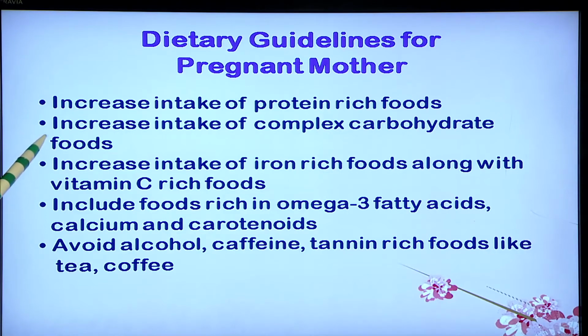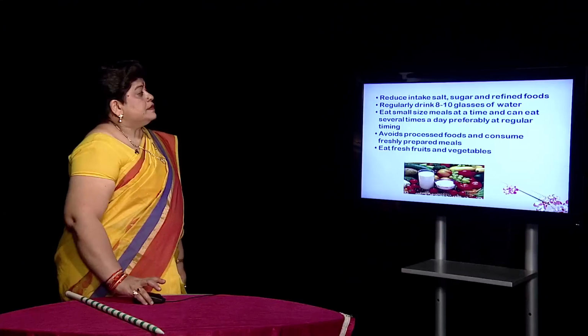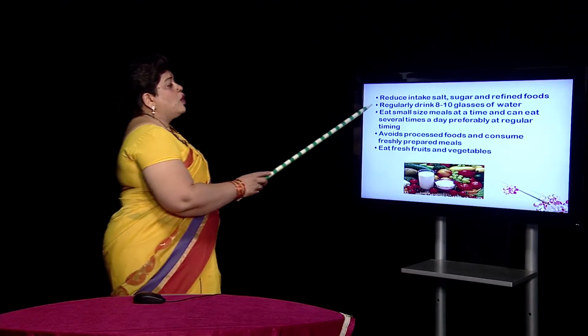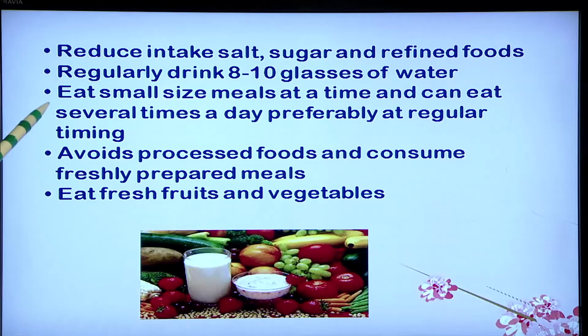Increase intake of complex carbohydrate food, iron rich food and vitamin rich food, include foods which are rich in omega-3 fatty acids, calcium and carotenoids, avoid alcohol, caffeine and tannin rich foods like tea and coffee. She must reduce intake of salt, sugar and refined food, regularly drink 8 to 10 glasses of water, eat small size meals at a time and take food several times at regular intervals, avoid processed food and consume freshly prepared food.